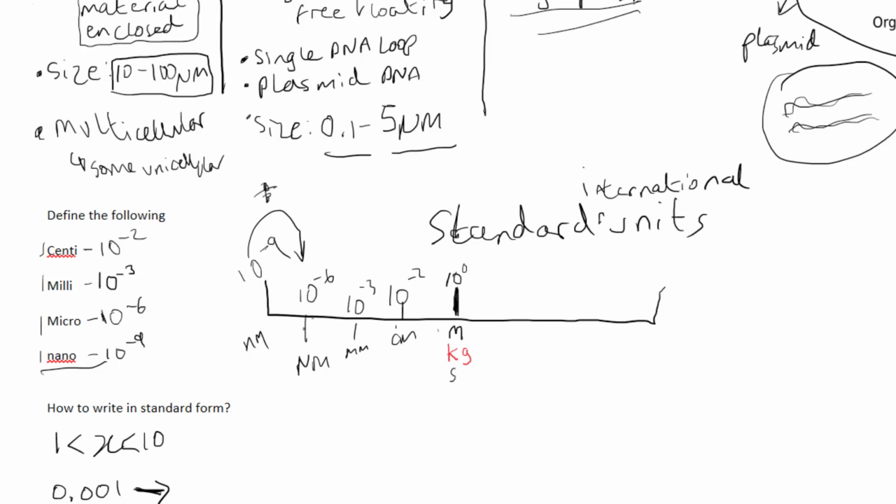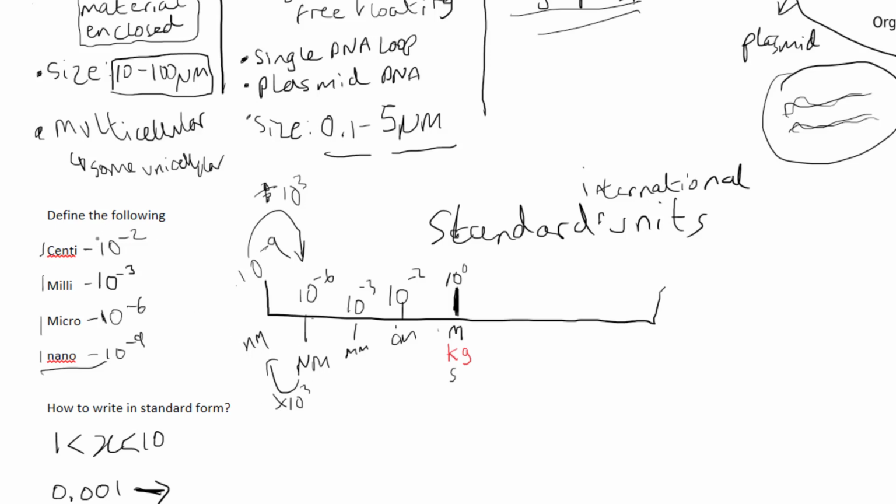If you're going from a smaller unit to a bigger unit, you're going to divide, and from a bigger unit to a smaller unit, you're going to multiply. So here we're going to divide by 10 to the power of 3 to get from this to this. Here we're going to multiply by 10 to the power of 3 to get from this to this.